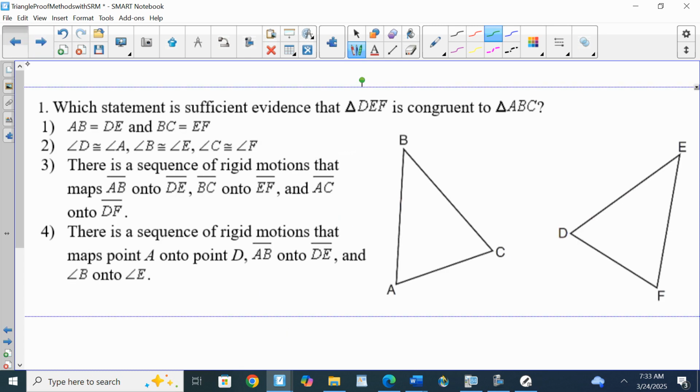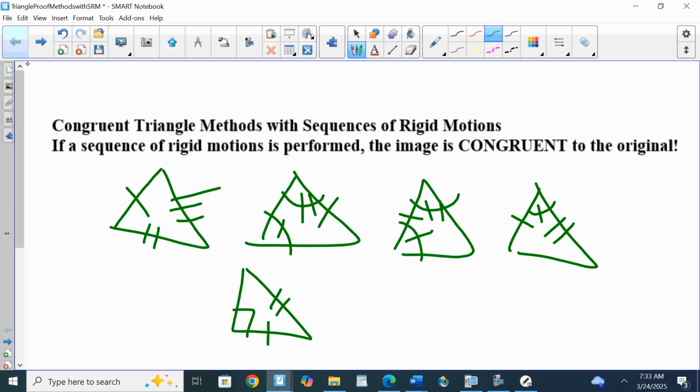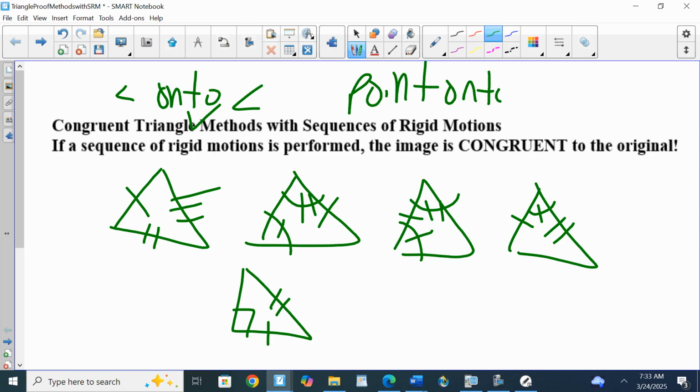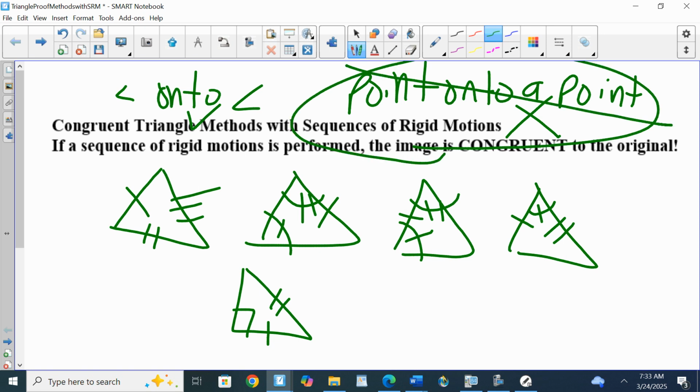And the other thing you have to know is an angle onto an angle proves an angle. That's good. But a point onto a point means nothing. A point onto a point does not mean that the angles are congruent. It doesn't lead towards anything. So angle onto an angle, good. Side onto a side, good. Point onto a point is useless. It doesn't do anything.